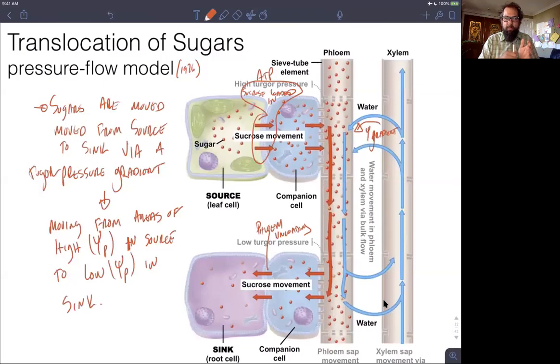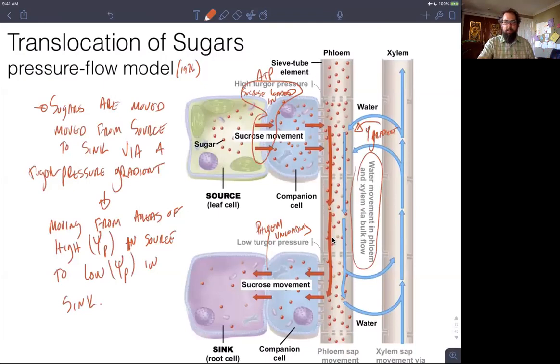Once we lower that turgor pressure at the sink, that then allows for the bulk flow of the phloem sap to move. And so water movement in the phloem and in the xylem is both via bulk flow. And we get this cycle: sugar being loaded from a source into the phloem. When you load it into the phloem, you decrease your solute potential and you increase your pressure potential because water starts to flow into there from the adjacent xylem. Water flows in from the adjacent xylem, the pressure potential builds up.